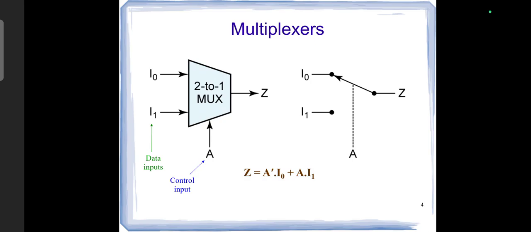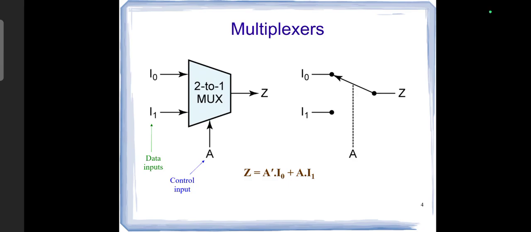Now let's discuss the simplest multiplexer. This slide shows the 2:1 multiplexer. Here we have two data inputs, I0 and I1, one selection line A, and one output Z. The Boolean expression is Z equals A dash I0 plus A I1.